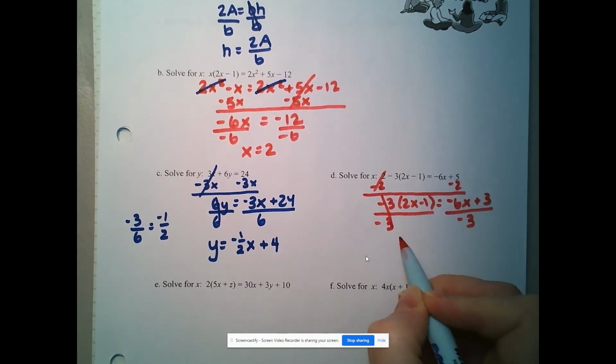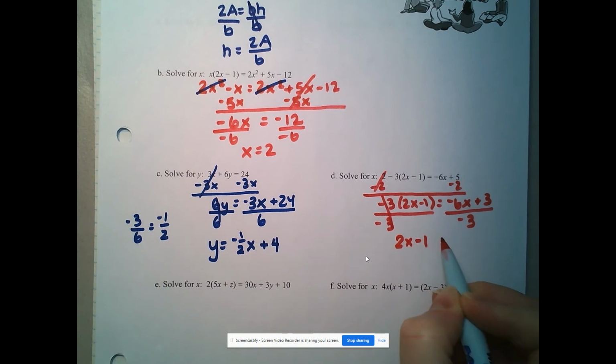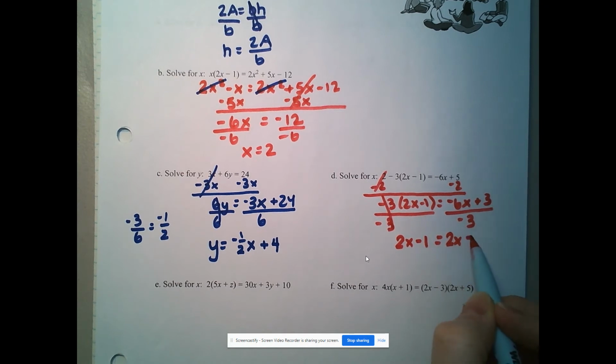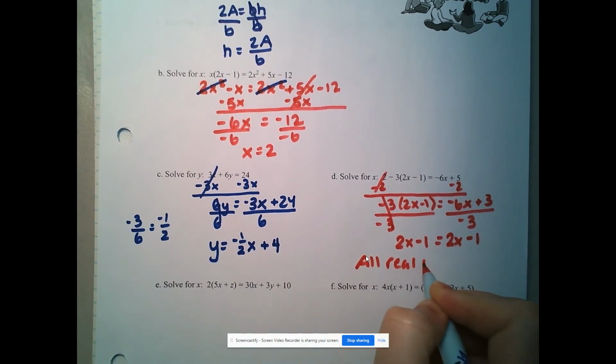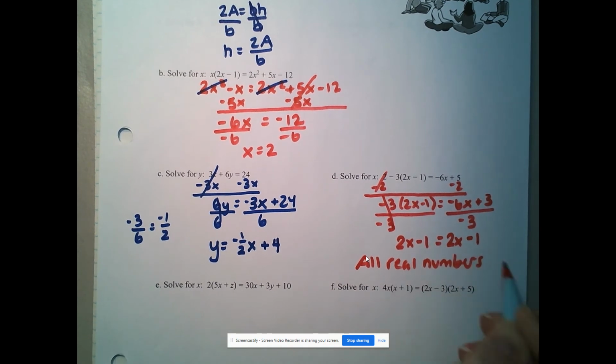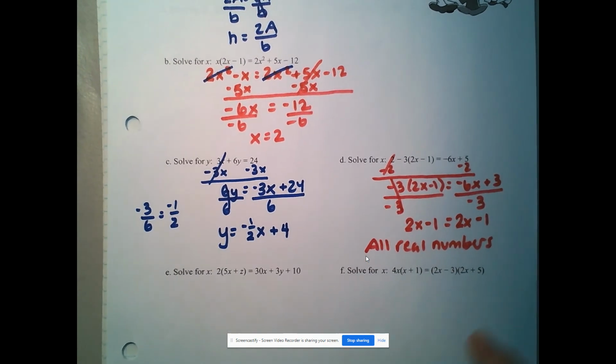Those will cancel. You've still got 2x minus 1 equals negative 6 divided by negative 3 is 2, or 2x. 3 divided by negative 3 is minus 1, and you'll notice that we've got a left side that is identical to the right side. And so we can say we know the solution is all real numbers and be done with that one.